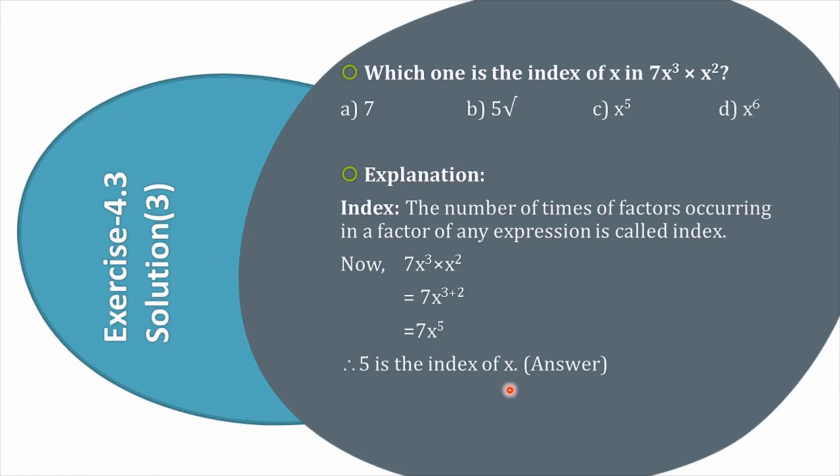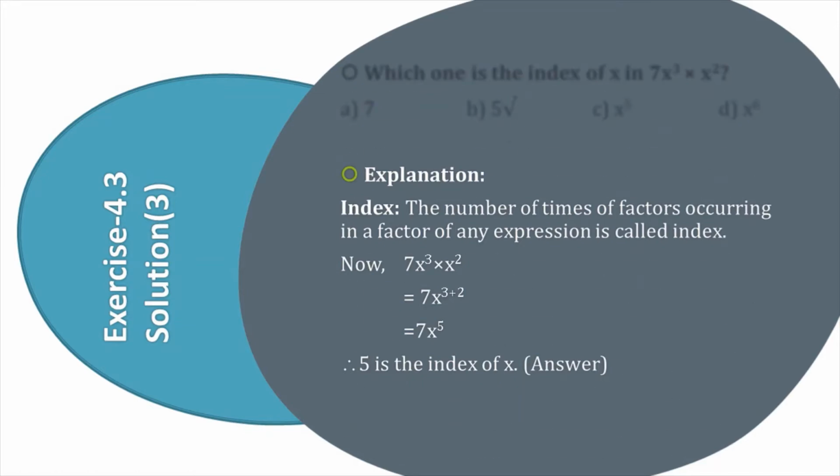Let us see the definition again. The number of times of factors occurring in a factor of an expression. In here you can see 5 is the index of x, because the number of times of factors occurring in a factor of an expression is called index. That's why 5 is the index of x, my dear. So this is the question and 5 is the answer.